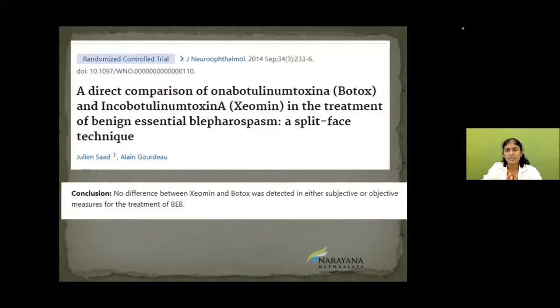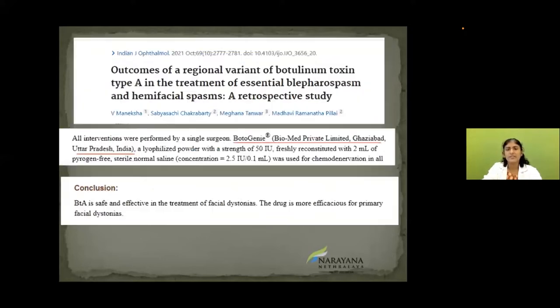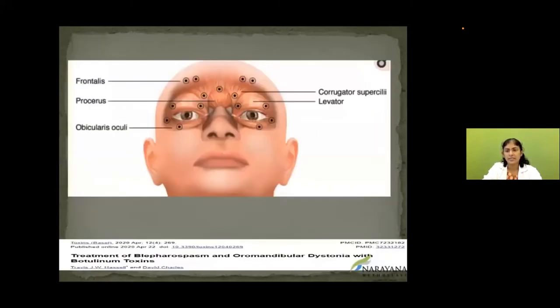As per the study, no difference in objective or subjective measures was found between Botox from Allergan and Xeomin from Merz in benign essential blepharospasm. A regional variant, Botogene, from Biomedic Private Limited, Ghaziabad, UP in India, was also found to be safe and effective in primary medical dystonias. Injection sites for blepharospasm include the frontalis, corrugator supercilii, procerus, levator, and orbicularis oculi. And when using it the first time, injection should use the minimum effective starting dose to prevent side effects such as excessive focal muscle weakness.